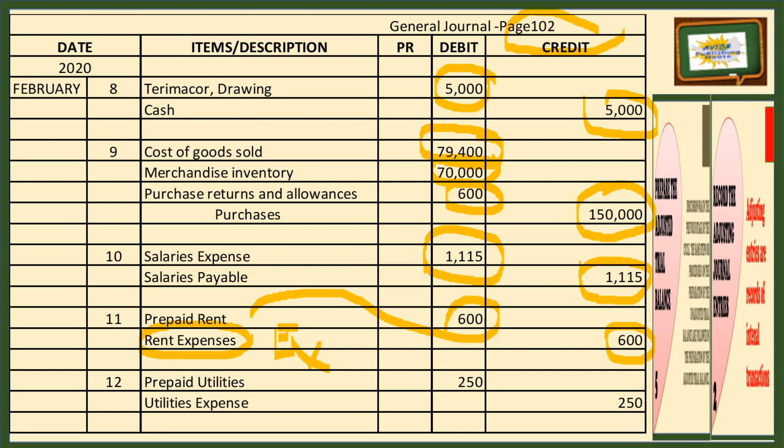Now, prepaid utilities. The utilities were found to have excess but will not be reimbursed. So there is a prepaid utilities of 2,500. So the expense recorded as utilities is over by 250. So we credit the expense by 250.